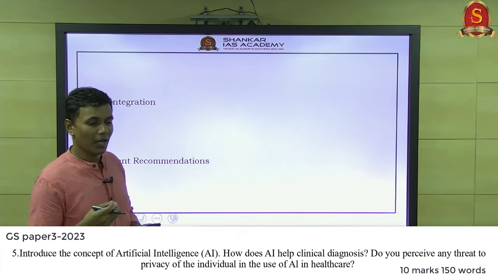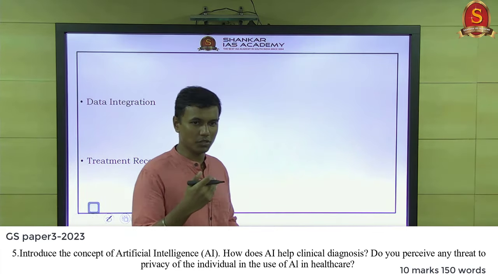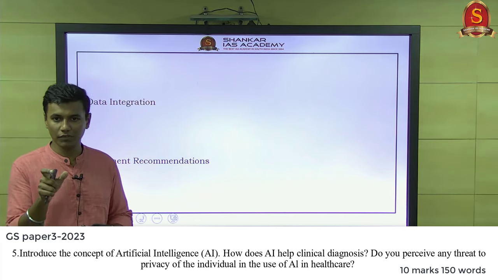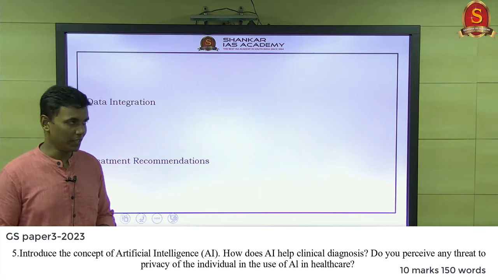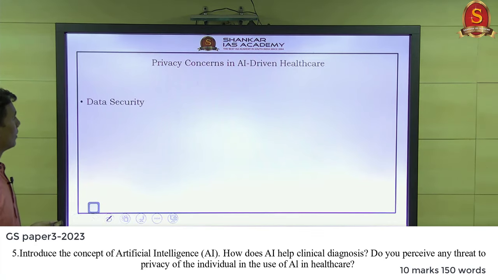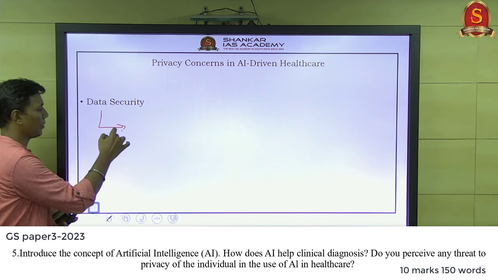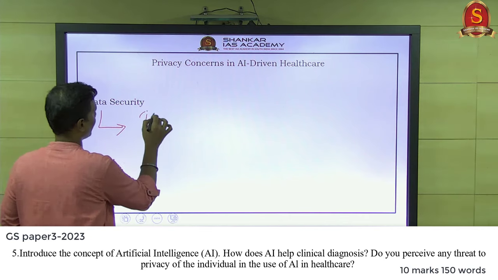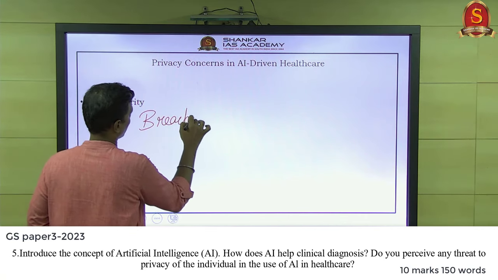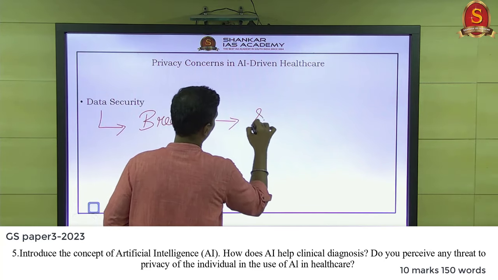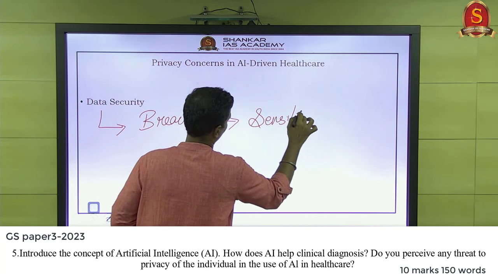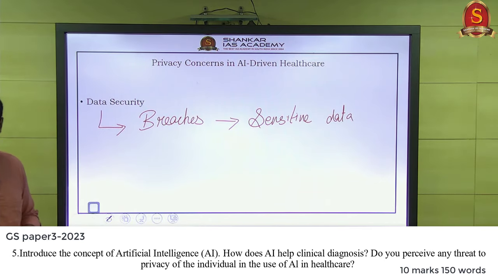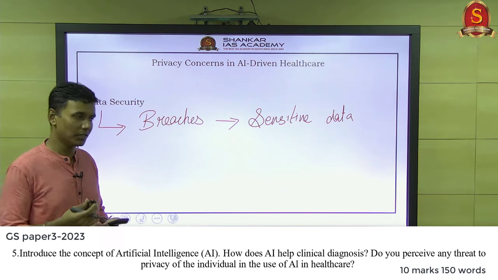Now coming to the next one, the third portion: do you perceive it as a threat? So first we have to discuss what are the problems related to artificial intelligence, especially in the medical field. First, I would say privacy concerns related to data security, because a massive amount of data is going to be stored by the hospitals. So what if there are data breaches? And what if sensitive data related to the individual leaks outside? This is the first and the primary concern related to artificial intelligence in healthcare.